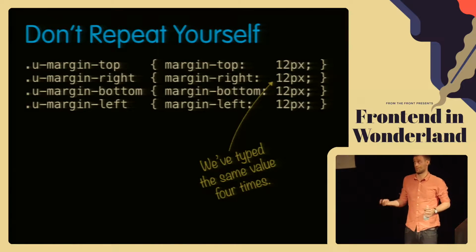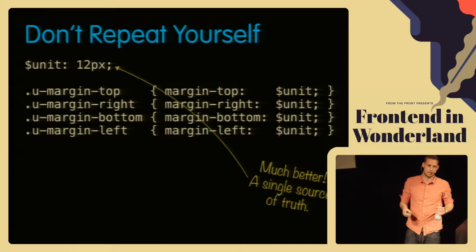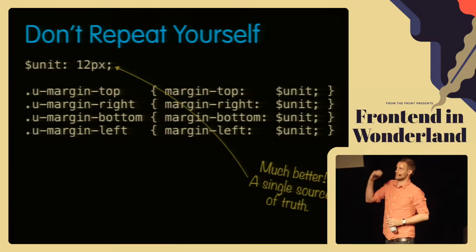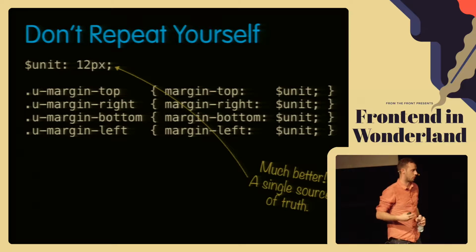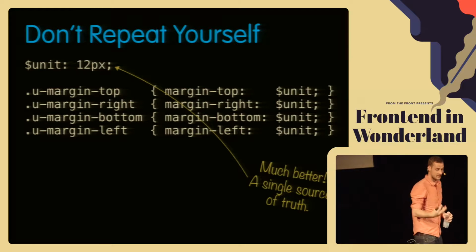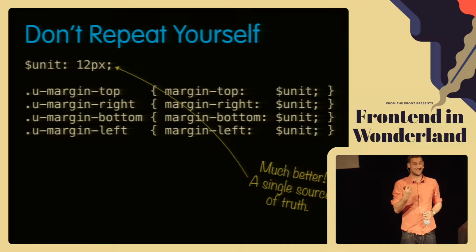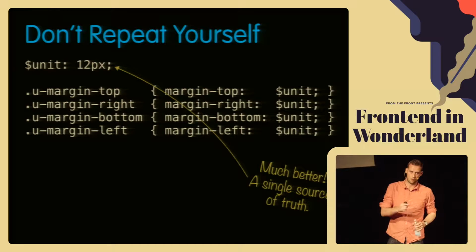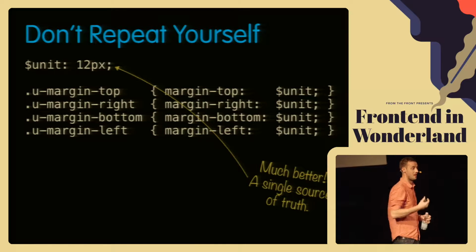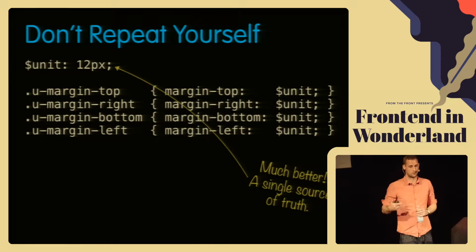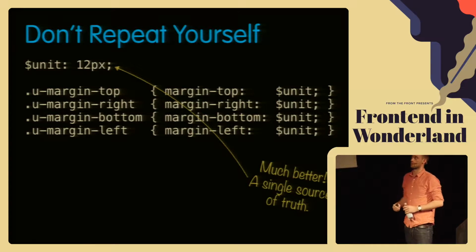So drying this out is really, really, really simple. Just stick it in a variable. This is using Sass, but it could be using CSS or Less or anything like that. But sticking this in a variable gives us what is known as the single source of truth. That key bit of knowledge now exists as $unit. That is what is known as a single source of truth. So that's where that fits into the DRY principle.